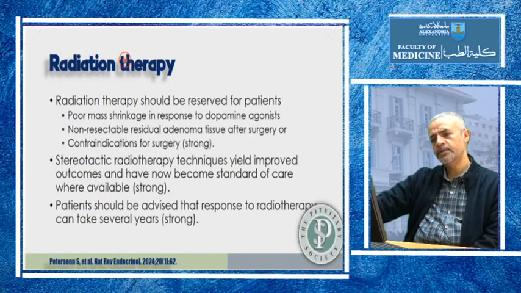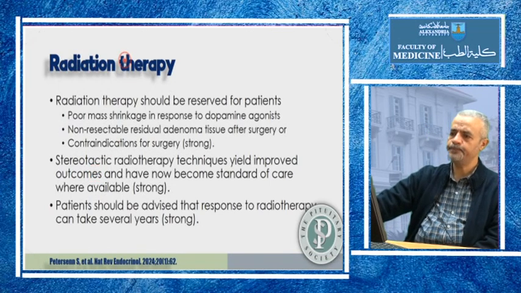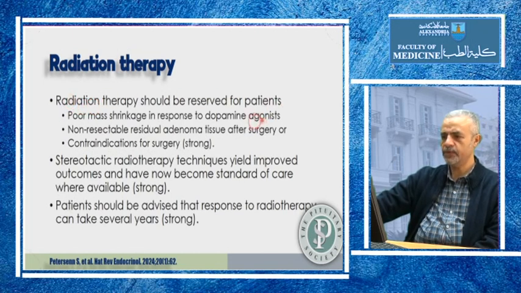Radiation therapy is the third-line treatment in a patient with prolactinoma. Radiation therapy should be reserved for patients who show poor mass shrinkage with dopamine agonist and have non-resectable residual after surgery, or there is a contraindication for surgery. If you are going to perform radiation therapy, stereotactic radiotherapy like gamma knife is preferred over conventional.